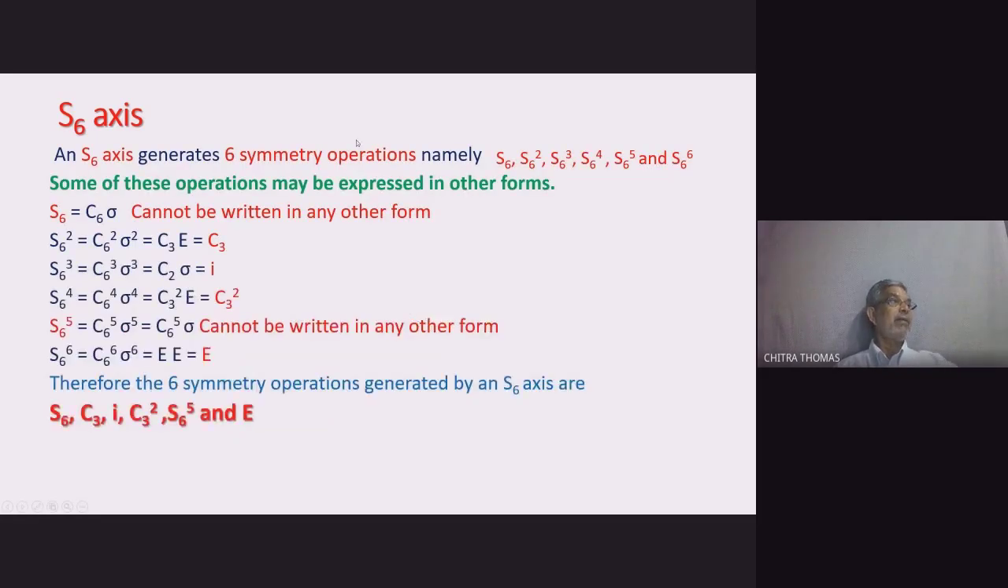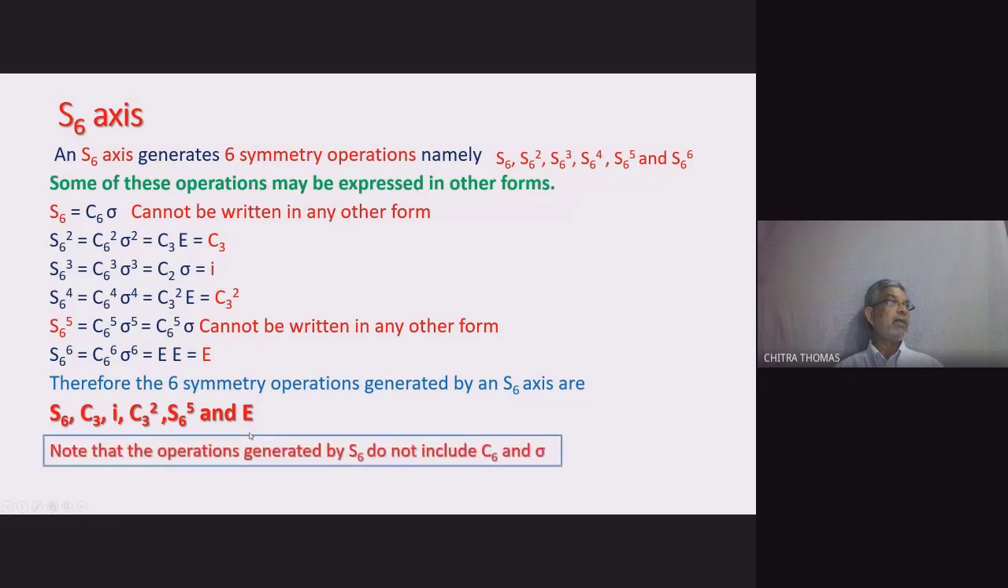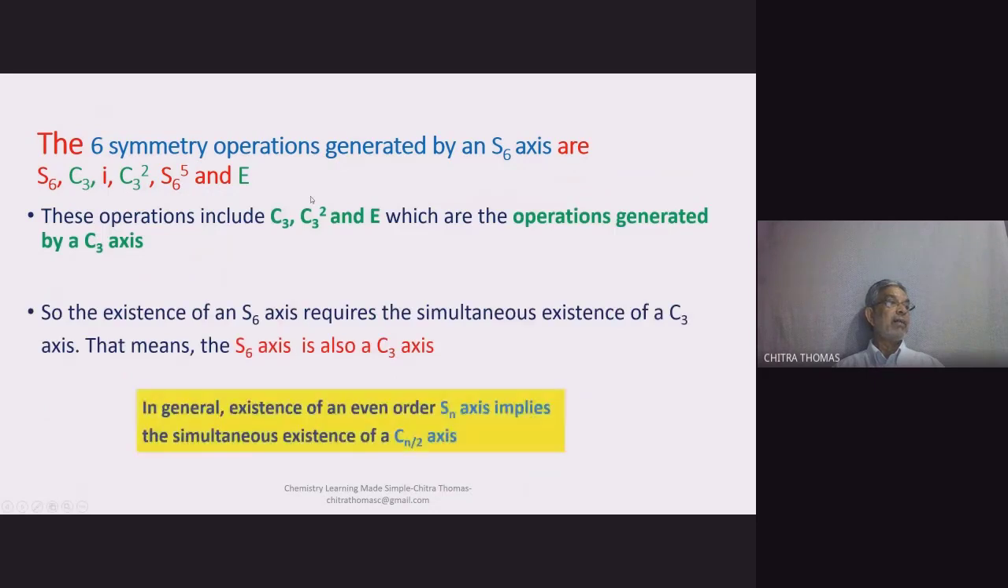And this you can try: the 6 operations generated by S6. You just write down this result: S6, C3, I, C3², S6⁵ and identity. These are the 6 operations generated by the S6 axis. How you arrive at this result is given here. You try it, and finally you must end up with this. The operations do not include C6 and sigma. Then let's not bother about this.